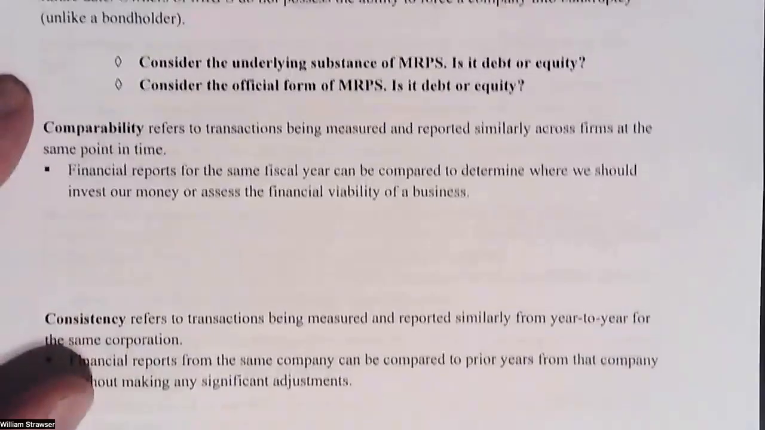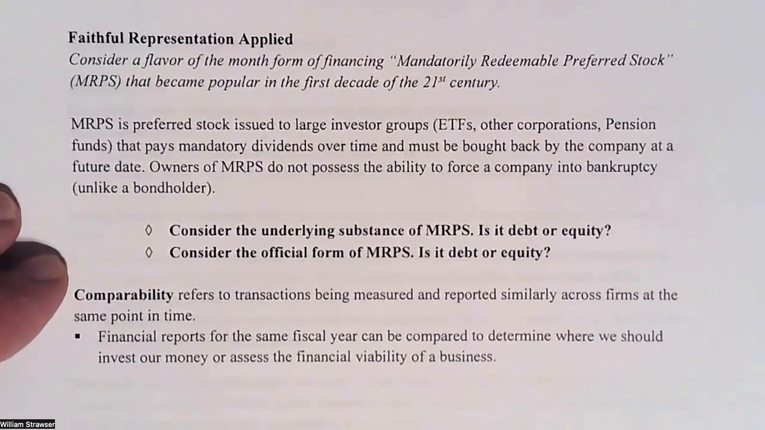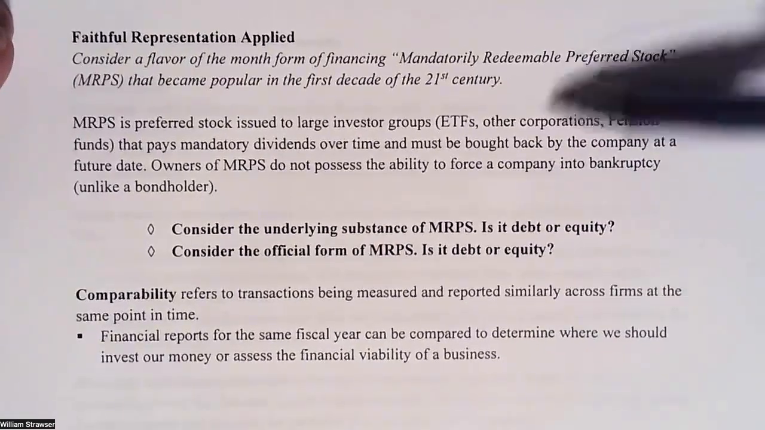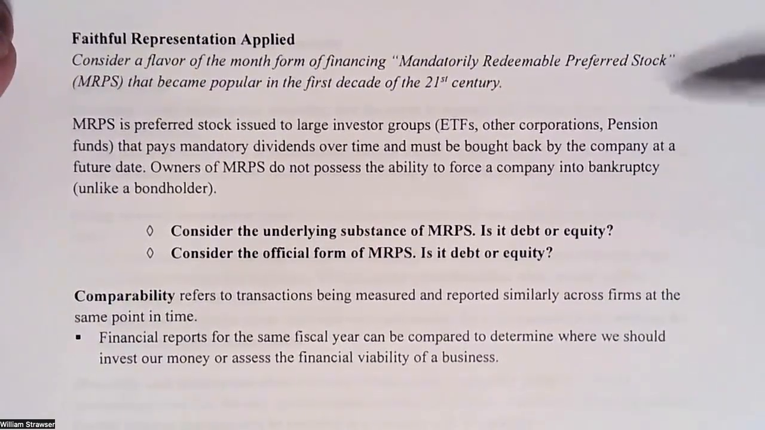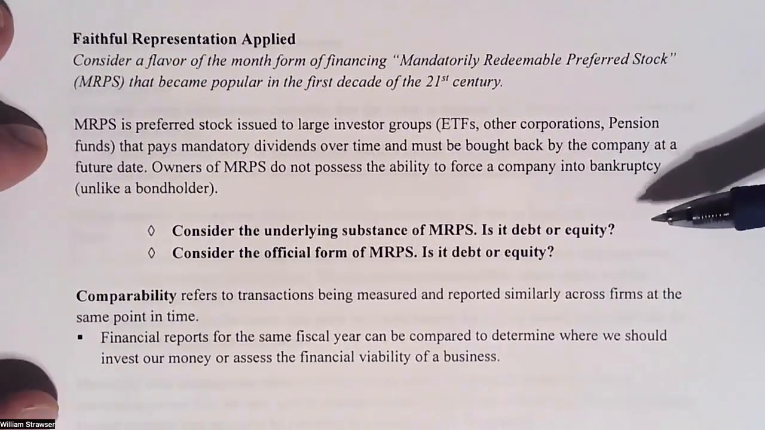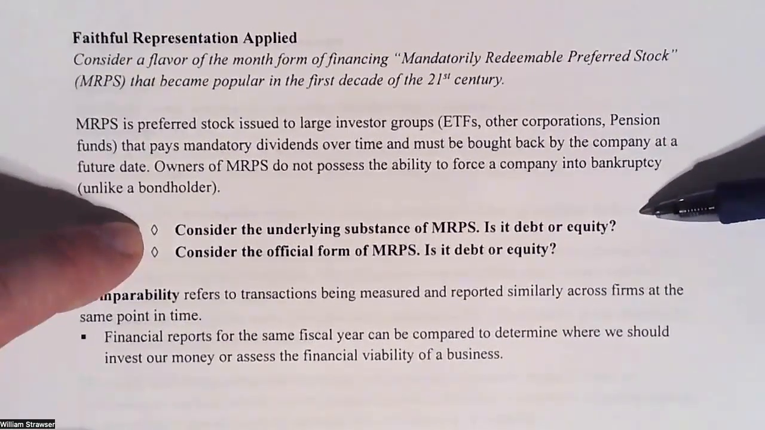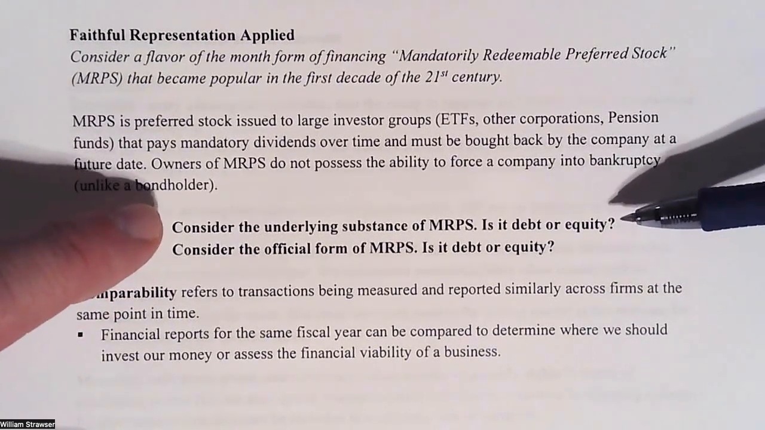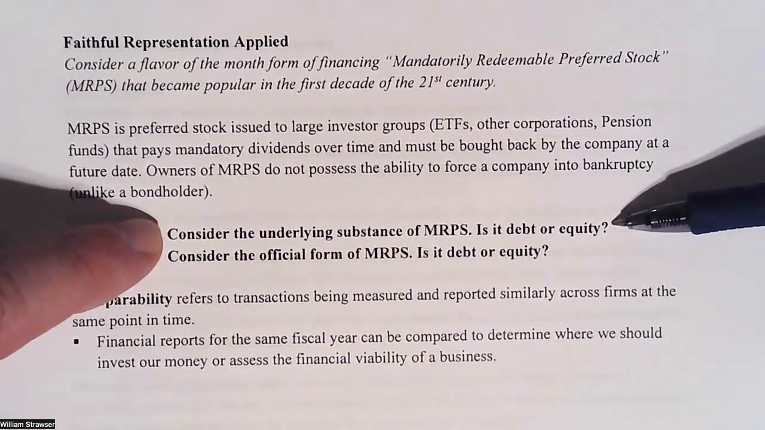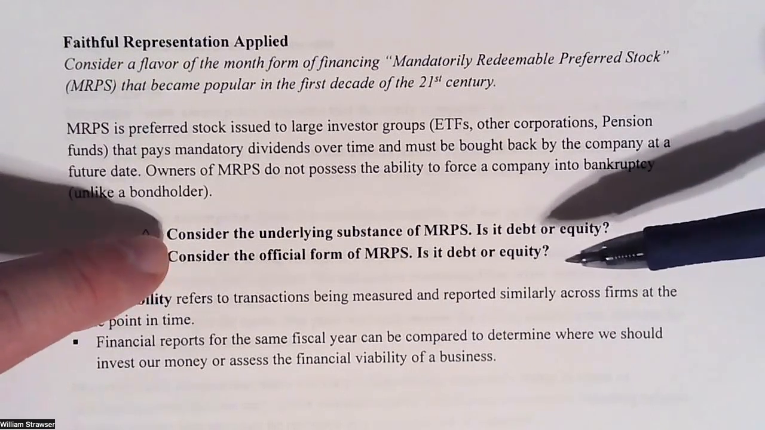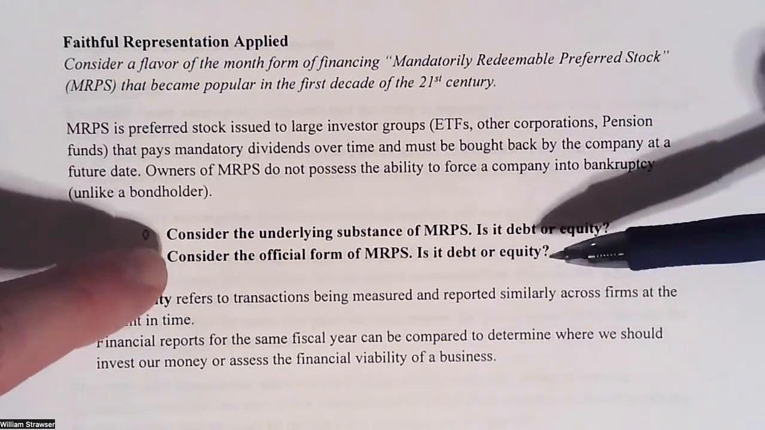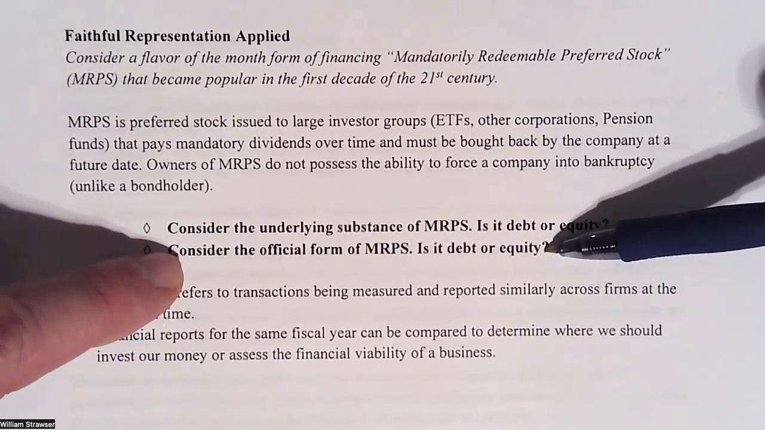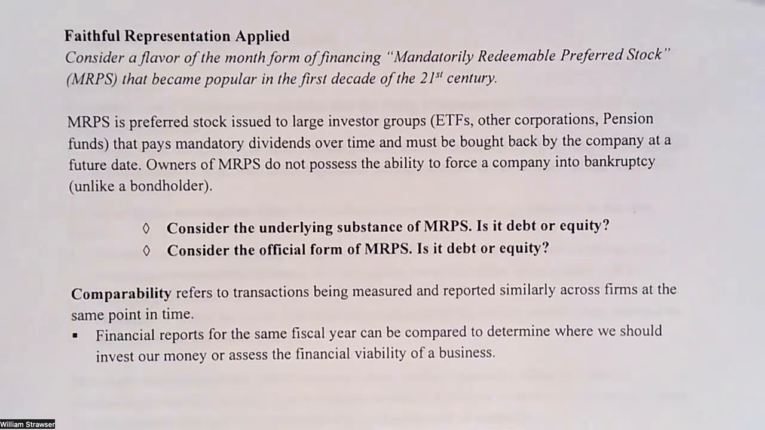So there's this little piece that we'll talk a little bit about in class, faithful representation. Basically, it's about a type of stock that was issued. And I want you guys just to think about what is the underlying substance of this? What is its official form? So what is the spirit of this transaction? Is it debt or is it equity? Is its form, its letter of the law, meeting the definition of debt or equity in its form, right? So that's just something to think about.